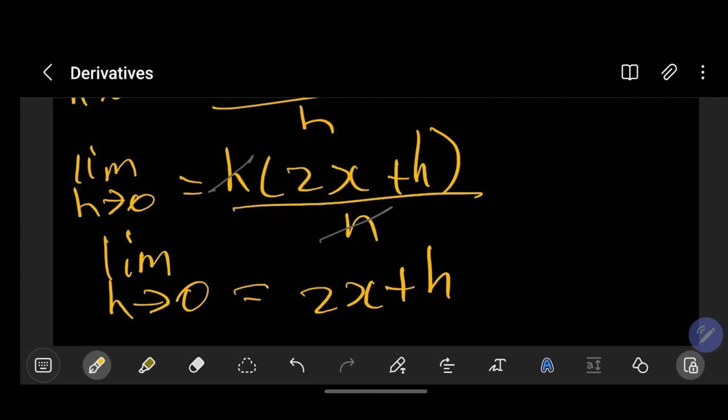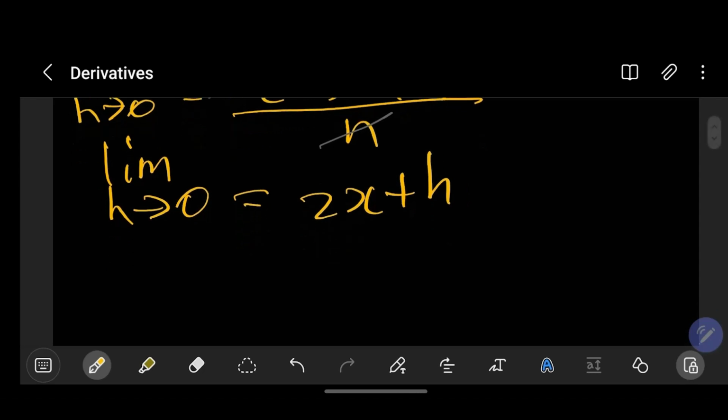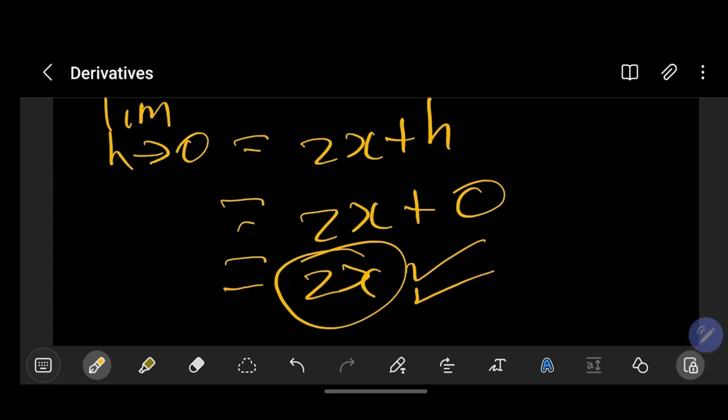So what do we do now? We can substitute for h as h approaches 0. We can actually substitute 0. So that's equal to 2x plus 0, which is basically just equal to 2x. So this is correct. By using the derivative definition we are getting 2x, and when using the power rule for x squared, we are also getting 2x. So that is 100% correct.